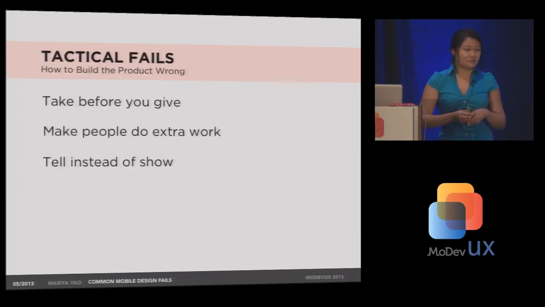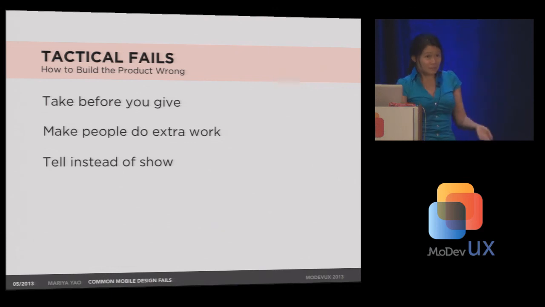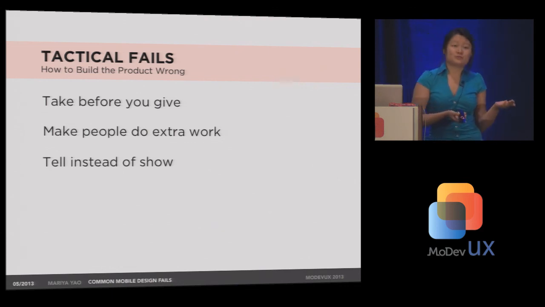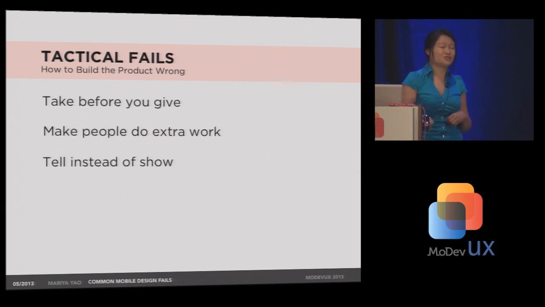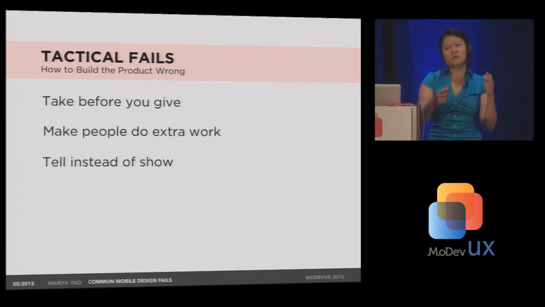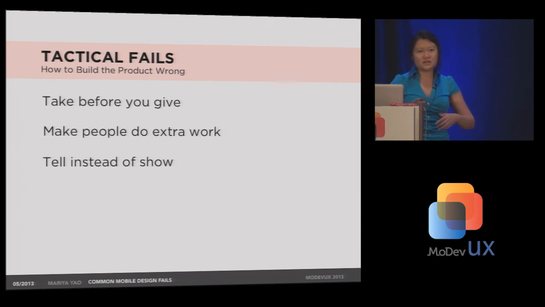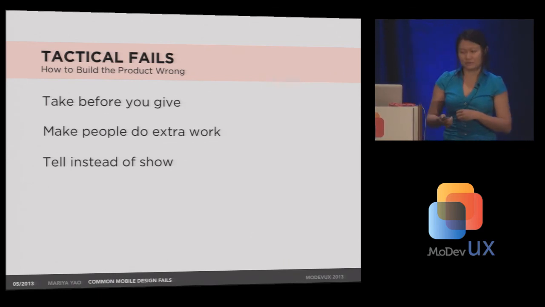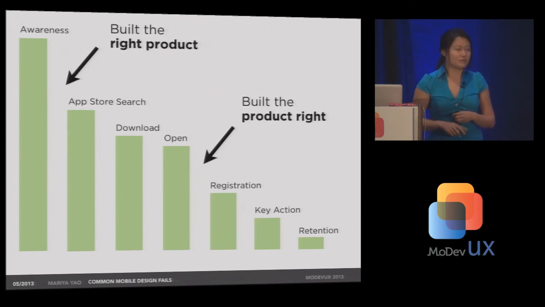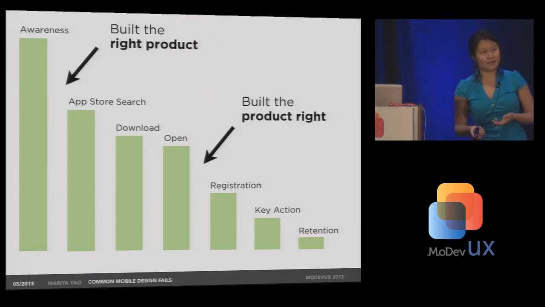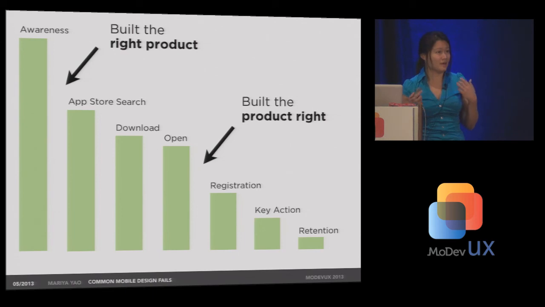So to review the tactical failures, they are taking before you give, making people do extra work, such as filling in form fields they don't need to, and also telling instead of showing. Pushing people through really long tutorial screens instead of just showing them how the app works intuitively. So remember your tactical failures, but also keep in mind that strategic failures precede tactical failures. If you don't build the right product, you can't build the product right. So you want to make sure you keep in mind both of these possible mistakes.